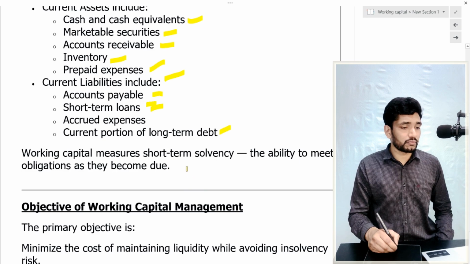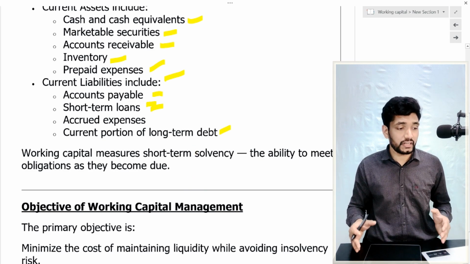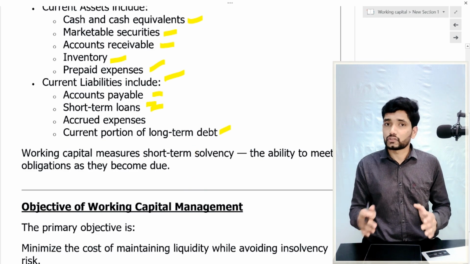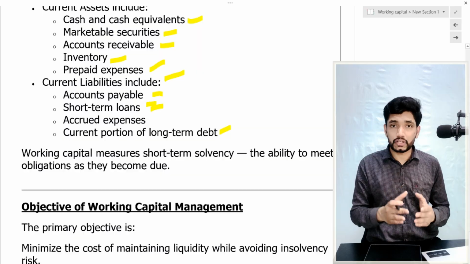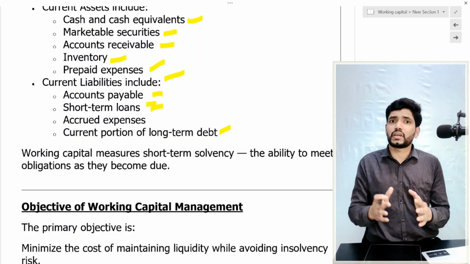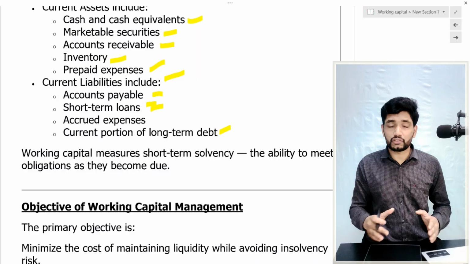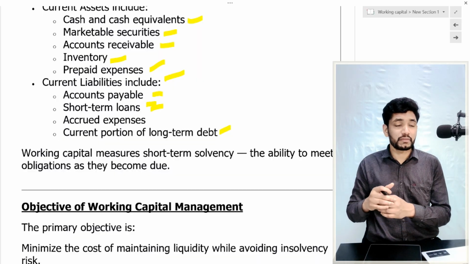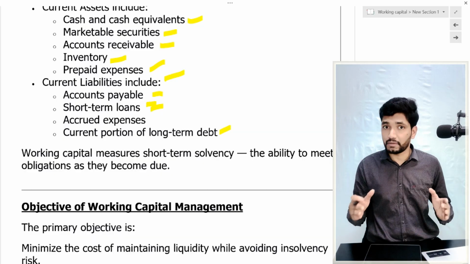Working capital measures short-term solvency and the ability to meet obligations as they become due. So if you have enough working capital or enough liquidity, it means that the company should be able to meet its short-term obligations when they become due.